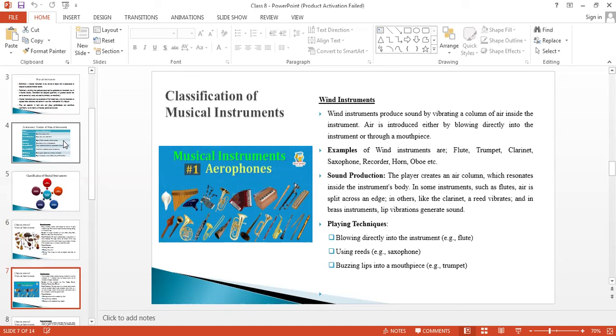And when it comes to using reeds, we have examples like the saxophone. When we come to the aspect of buzzing lips into a mouthpiece, we have the trumpet falling in that category.